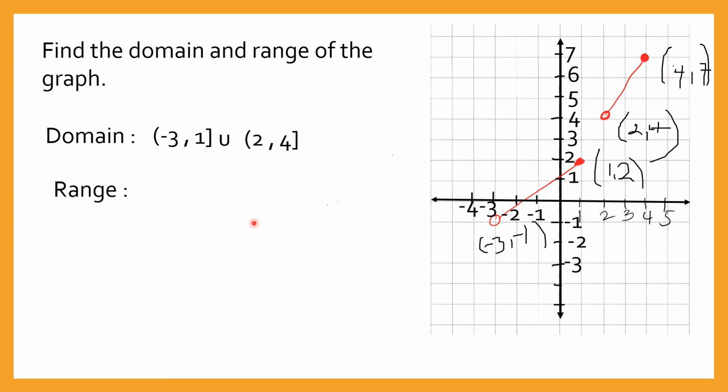It's solid. For the range, here, -1. So parenthesis, -1 because this is an open circle. And then here, solid, so 2. That's the value of y, so that is a bracket. Union, that starts with 4, open parenthesis, up to 7. And 7 is included because this is solid, so bracket. So that's how you're going to find the domain and range of the graph.